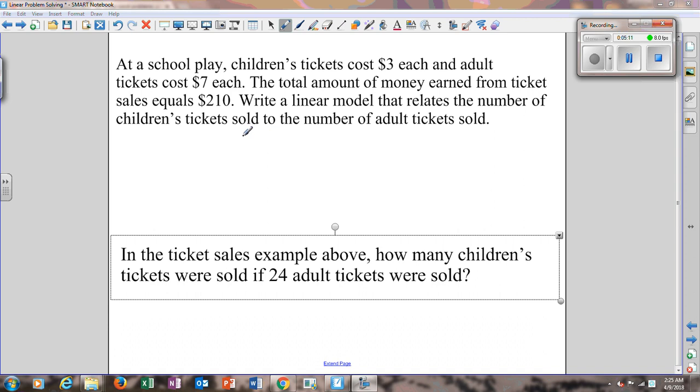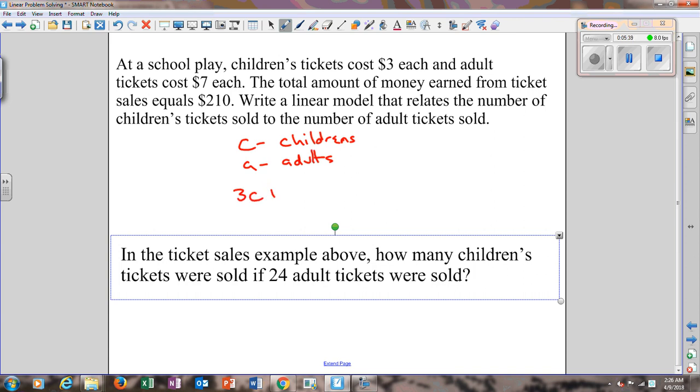So whenever we're doing this, we have to start by defining variables. I would say C is children's tickets, and A is adult tickets. So for this one, it's going to be 3C plus 7A, because children's tickets cost 3, adult tickets cost 7, and that would have to equal $210. And that's all it asks you to do, is write a linear model. So if it's asking for a linear model, that's all you need to do.